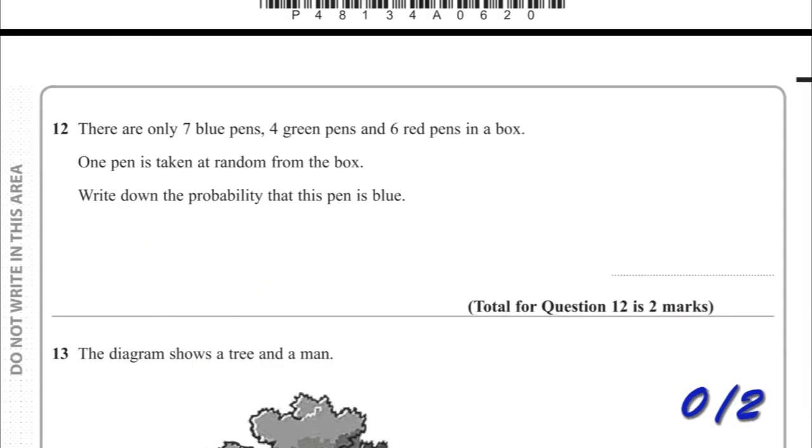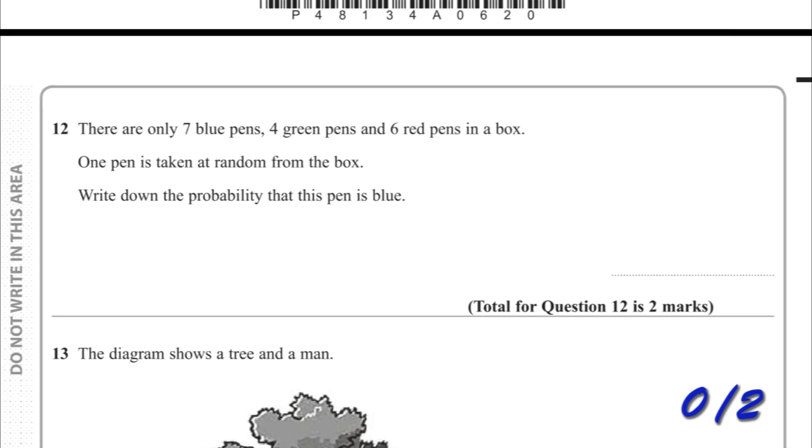Moving on to question 12, we've got a probability question. There are only 7 blue pens, 4 green pens, and 6 red pens in a box. 1 pen is taken at random. What's the probability that that pen is blue? When we give a probability, we usually write it as a fraction, and we need to know that to give the probability of an event, the numerator, the top number, is going to be the number of desired outcomes, and the denominator, the bottom number, is going to be the total number of possible outcomes.